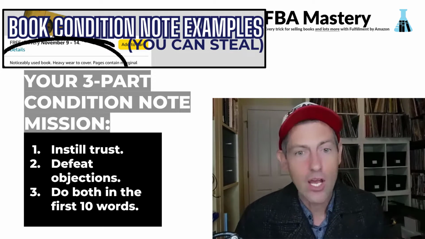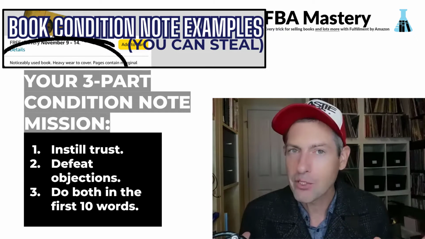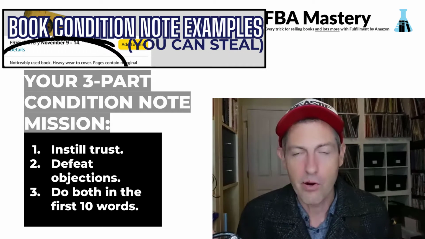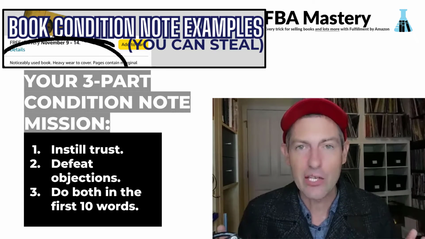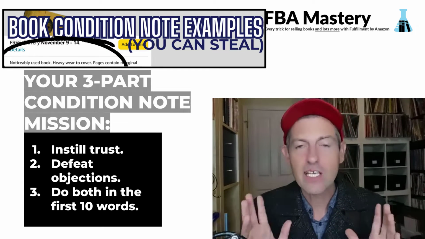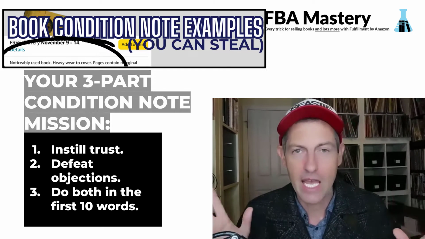They don't just come in guns blazing, ready to buy from anyone who's selling to them. A lot of them are skeptical. A lot of them have been burned by third-party sellers. So those people have objections, and you can defeat those objections in your condition description. And then lastly, you want to do both of those things in the first 10 words, aka 105 characters.